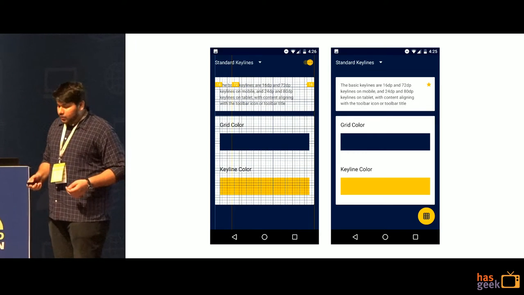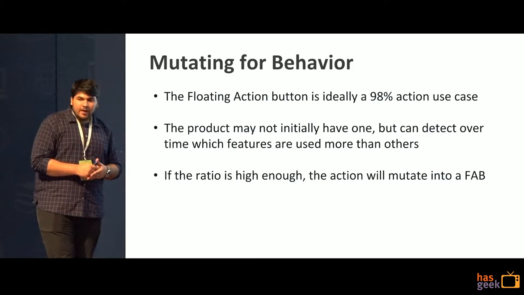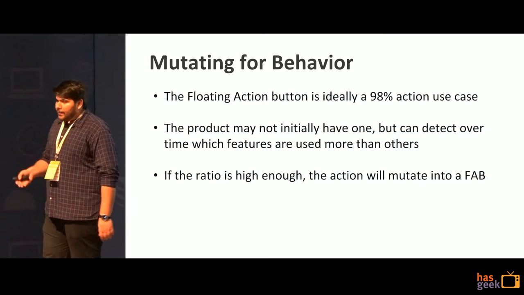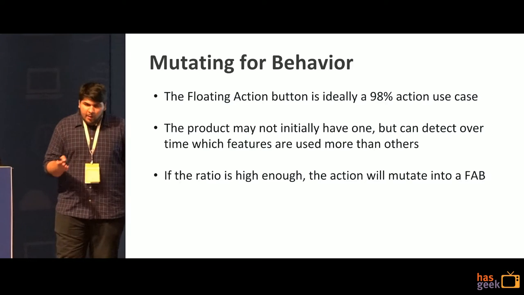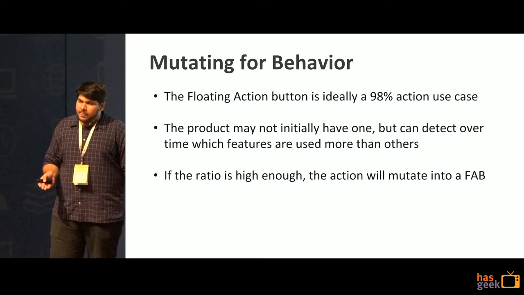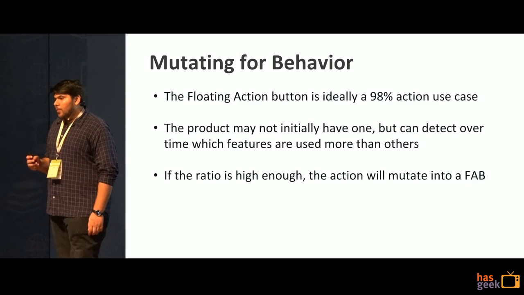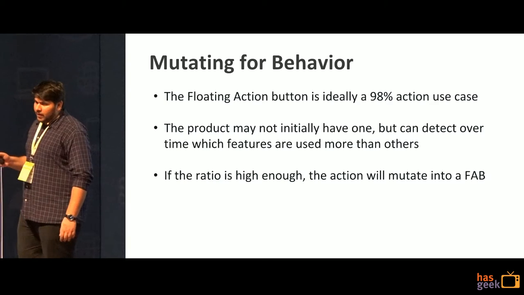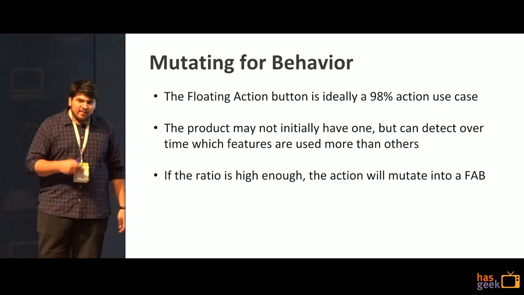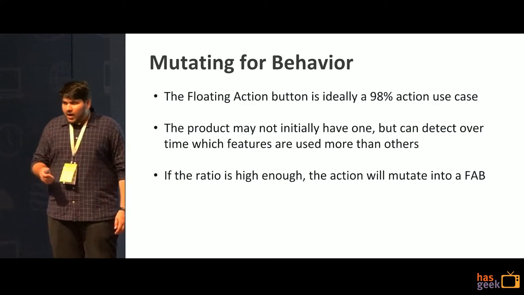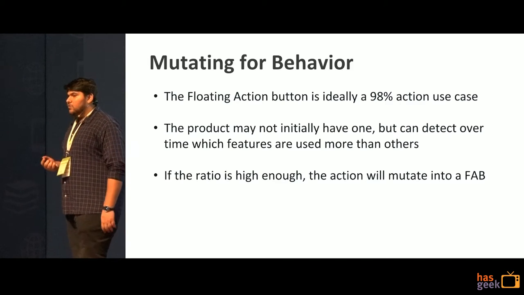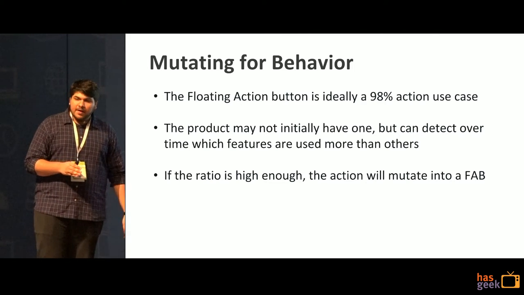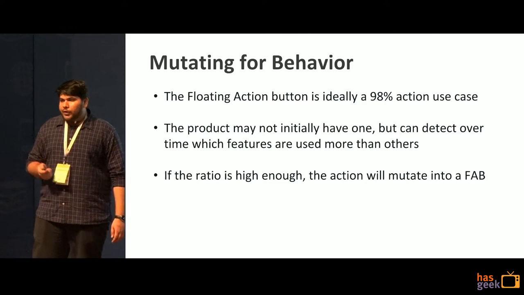But I could not confidently move to using the floating action button as a permanent action, because not all my users were doing it. So mutating for user behavior would involve something like measuring the ratio of how many times that button is the first item clicked, and how many times the user clicks on another item before pressing that. So if you look at this from a developer's perspective, this would involve a simple check of which thing is pressed first, perhaps by a motion down event, and then checking the ratio when it's open. If it's high enough, because the floating action button is a 98% use case, if the ratio between the first touch of the switch and the other items is high enough, it could perhaps mutate into a floating action button.